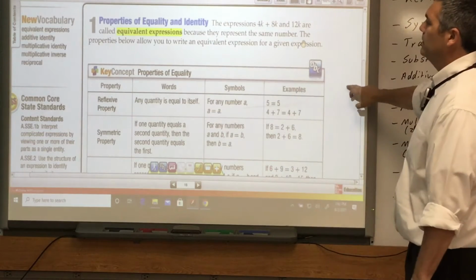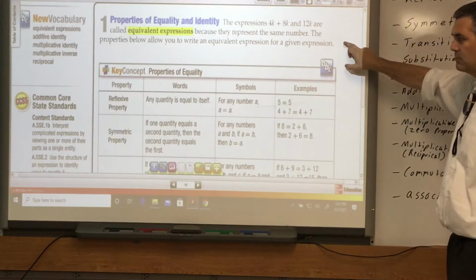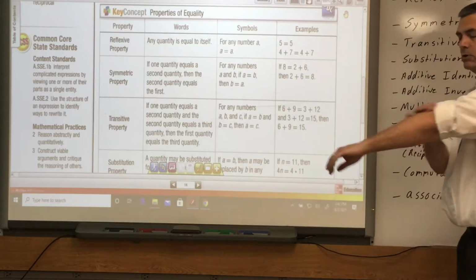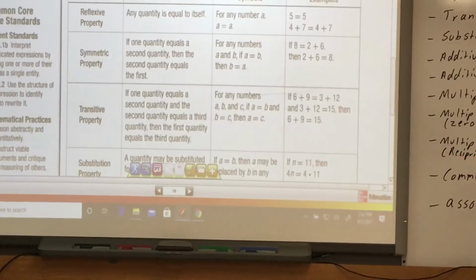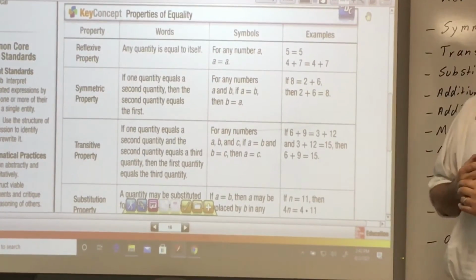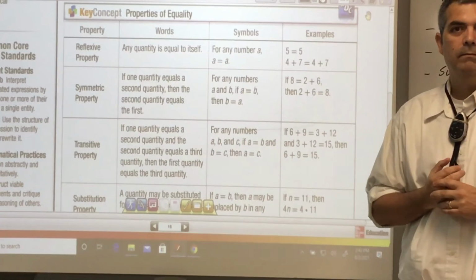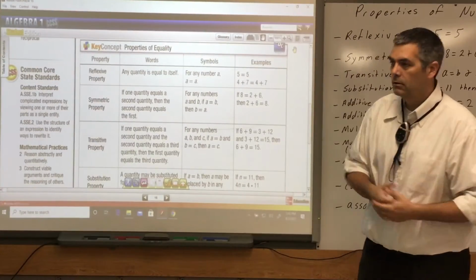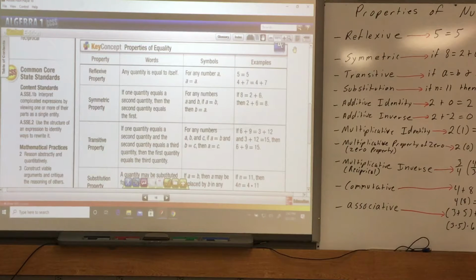All right. The properties below allow you to write an equivalent expression for a given expression. So these are properties of equality that they're talking about here. And what you have is your reflexive property, and I'm just going to go through them and try and tell you what they are. So reflexive property: any quantity is equal to itself. Well, that makes sense, right? 5 equals 5. 8 equals 8. 100 equals 100. That's what we're talking about with this reflexive property.